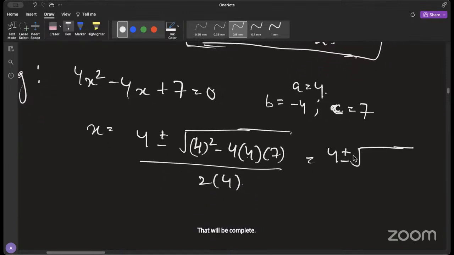This is 4 plus minus square root of 4 square. 4 square can be taken common, which is 16. And this is 1 minus 7, which is minus 6.